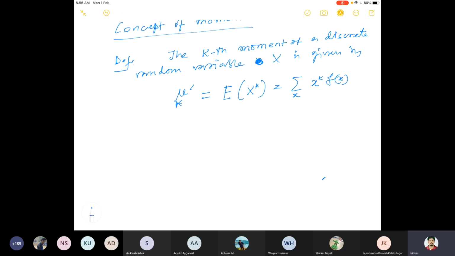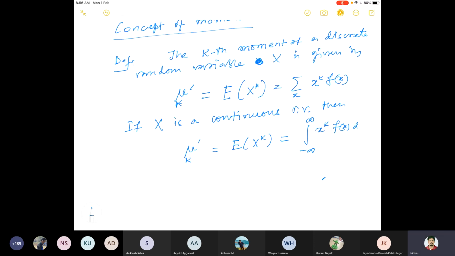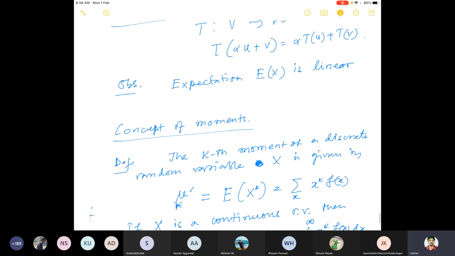And, okay, the same thing I can define for a continuous random variable. If X is a continuous random variable, then the kth moment is defined in terms of integration. That's it. So it is the integral from minus infinity to infinity of x to the power k, f_X dx. Okay. Now why am I all of a sudden calling it moment?